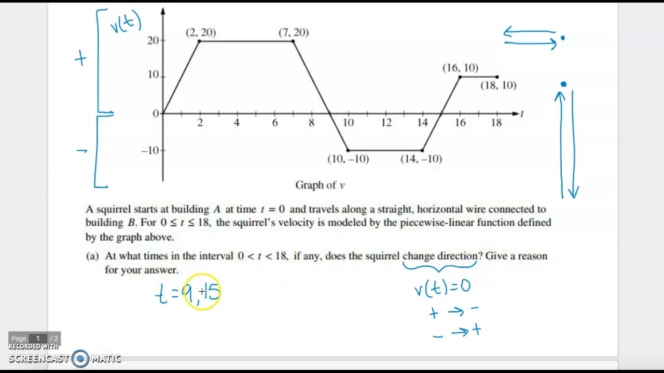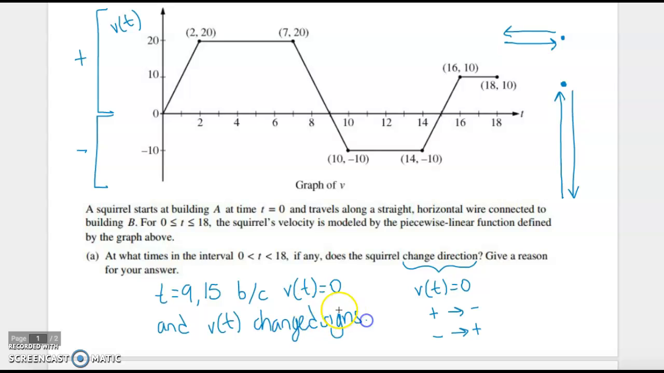You have to give a reason for your answer, and so we would say t equals 9 and 15 because the squirrel's velocity equals 0, and your velocity changed signs at those times.